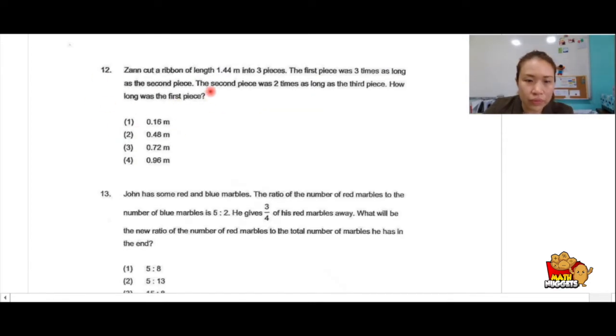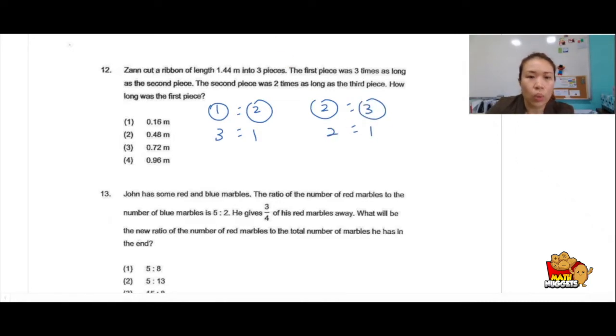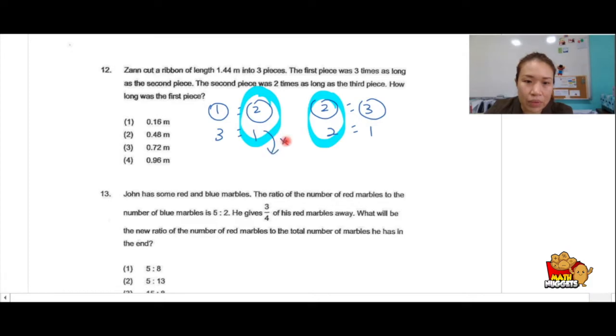Question 12. So we have first piece, second piece. The first piece was 3 times as long as the second piece. They tell us that the second piece was 2 times as long as the third piece, meaning it's 2:1. And the second piece is repeated. We have to make the second piece the same. So I'll multiply by 2. So first piece is 6 units, second piece is 2 units. I'm just going to strike off the old ratio. We don't want that anymore.